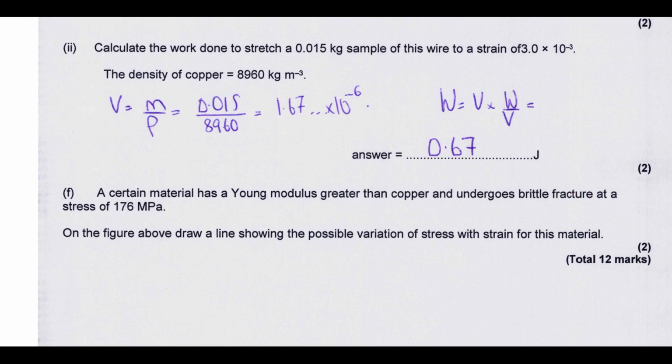So this last part I talked about earlier. High Young modulus, steeper gradient, brittle fracture means there's no plastic deformation section. It just breaks at the end of the linear section there.